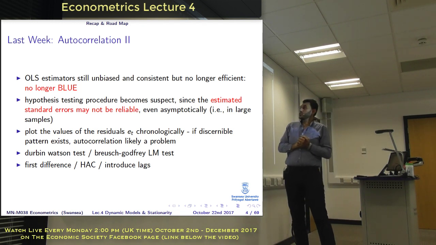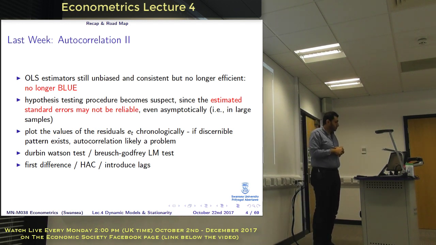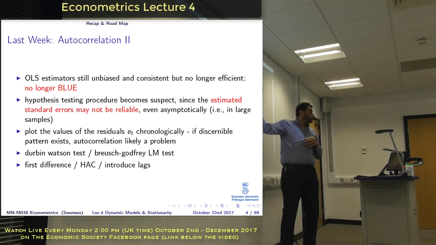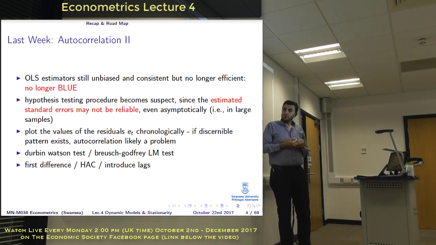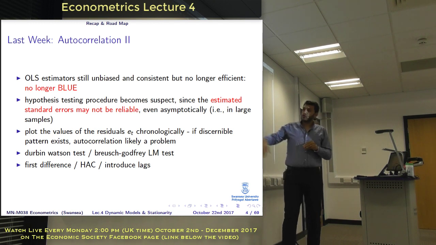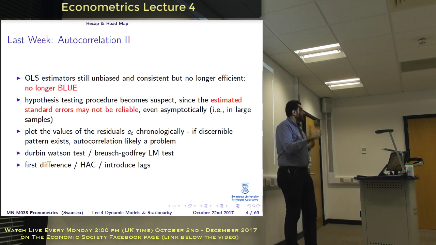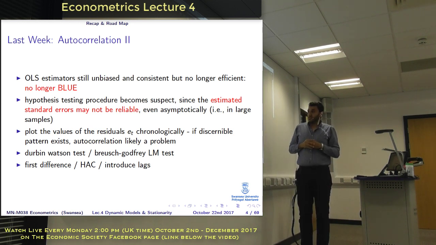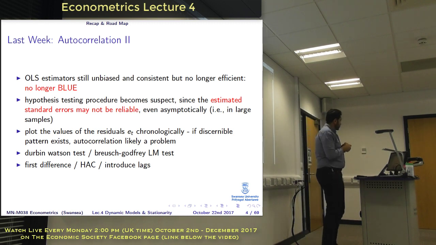Of course, the hypothesis testing procedure becomes suspect, since the estimated standard errors may not be reliable, that means we can't rely on them, and I showed you how to correct for this, but we'll come to this point later. To detect autocorrelation, you could plot the values of the residuals, and if you see any pattern, then you should probably suspect the presence of autocorrelation. Or you can do a Durbin-Watson test the same way we explained last week, or a Breusch-Godfrey LM test.